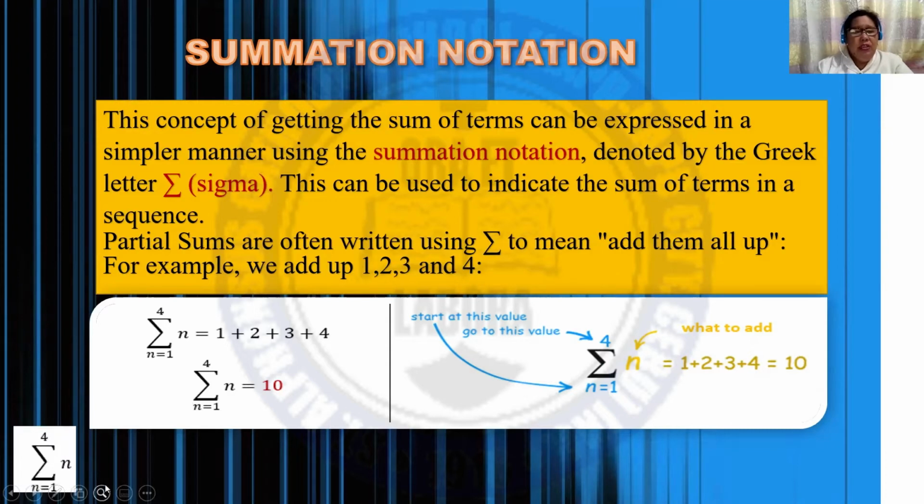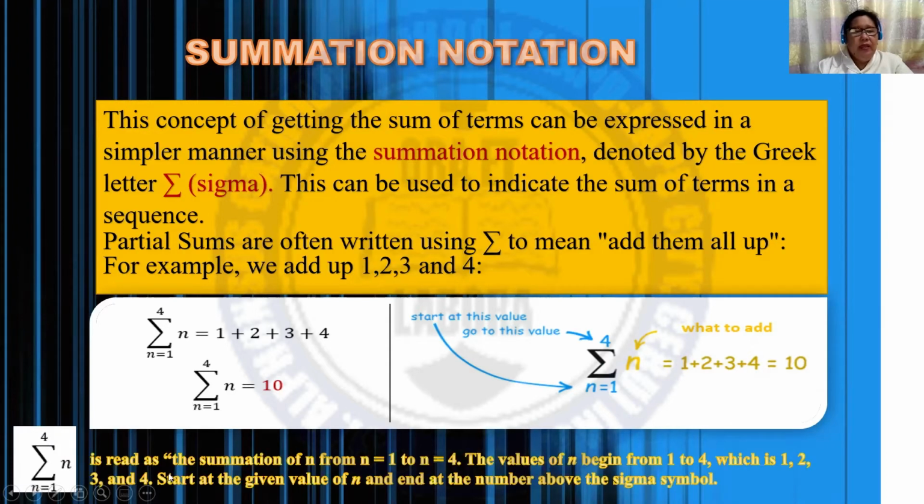Now this notation is read as the summation of n, from n is equal to 1 to n is equal to 4. The values of n begin from 1 to 4, which is 1, 2, 3, and 4. Start at the given value of n and end at the number above the sigma symbol.